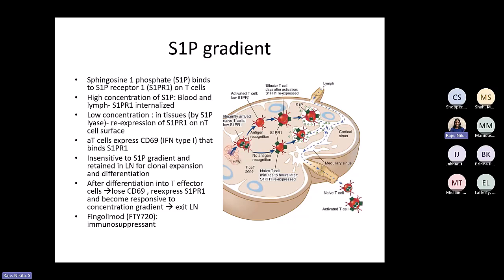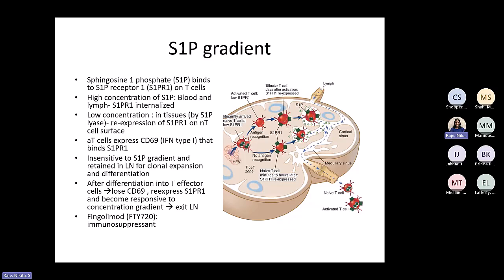That's the naive T cells. But what happens when that naive T cell, during that course, comes across an antigen that can activate it? If it gets activated, that T cell expresses something called CD69 on its surface that can bind to the S1PR1. Because the S1PR1 is now bound, it is insensitive to the S1P gradient, so it's retained in the lymph node for a longer time. That's where it gets time to undergo clonal expansion and differentiation.